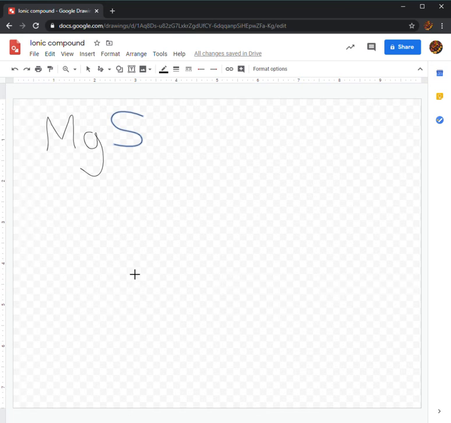So to draw this, I'm using the scribble tool, and I'm going to draw magnesium, and I'm going to draw my sulfide over here. Magnesium has 2 valence electrons, and it loses them when it becomes an ion. As it loses 2 electrons, it's going to have a 2+ charge as a result.